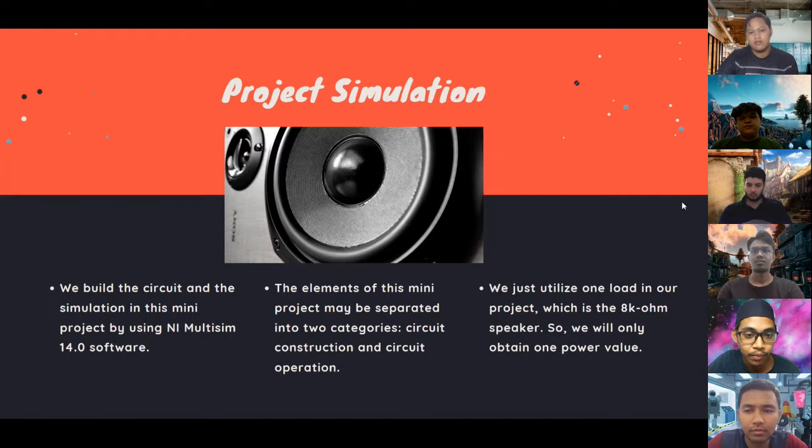Okay, for project simulation, we built the circuit and the simulation in this project by using Multisim software. Then the element of this mini project may be separated into two categories, which are circuit construction and circuit operation. We just use one load in our project, which is the 8 kilo ohm speaker. So we will only obtain one power value for output.